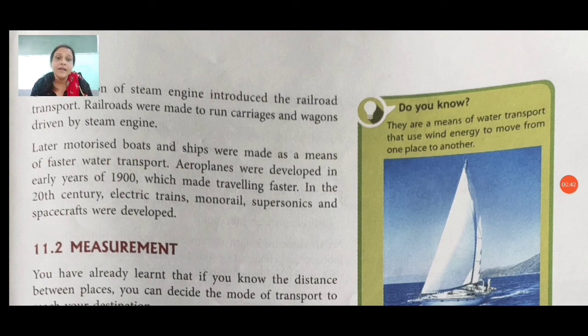Aeroplanes were developed in the early years of 1900, which made traveling faster. In the 20th century, electric trains, monorail, etc., examples given in our textbooks, were developed according to their time. They developed, and by this time we all use different types of transport.